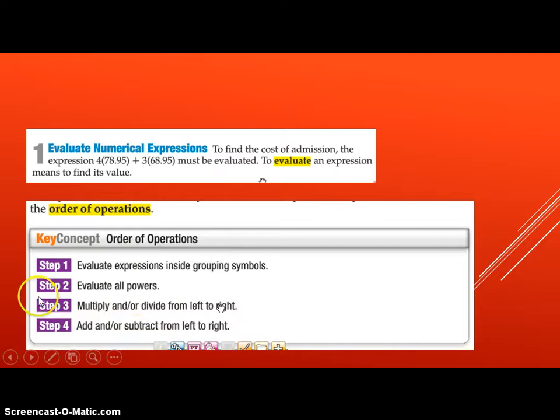Realizing that these can happen usually from left to right, but they can happen at the same time. Multiplication and division can happen in the same step, and addition, subtraction can happen in the same step. So it is a hierarchy. The grouping symbols, which you guys usually call parentheses, exponents, so powers, multiplying, divide, and then the last thing you do will be adding and subtracting. So let's take a look.